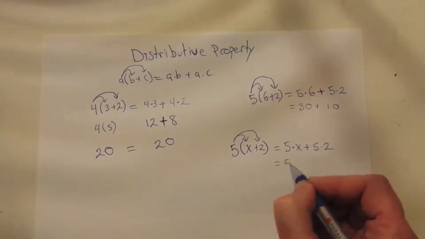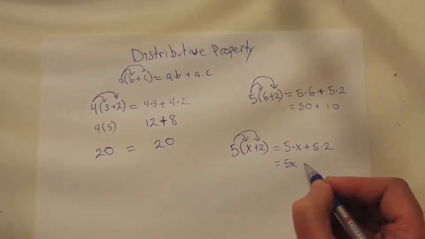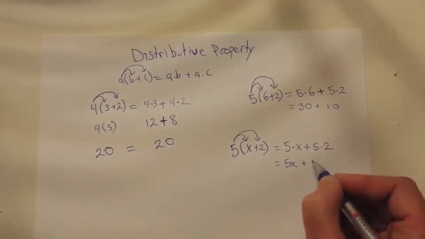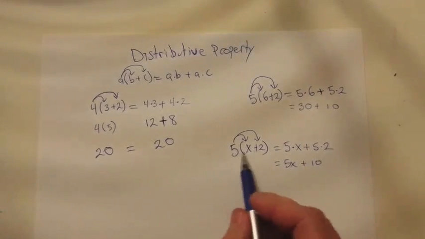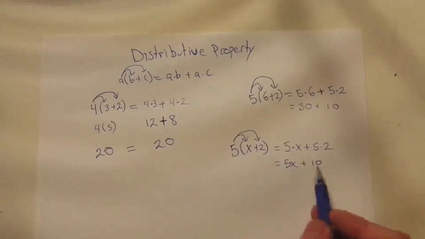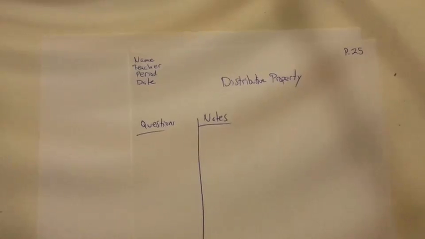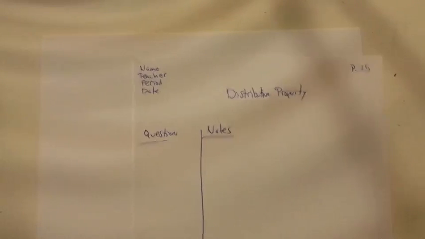Well, 5 dot x is just 5x, that's how we write 5 times x. And then plus 5 times 2 is just 10. So there's that. So we can rewrite this here as this, they're equal. Now, here's your notes again, and you just flip them over.